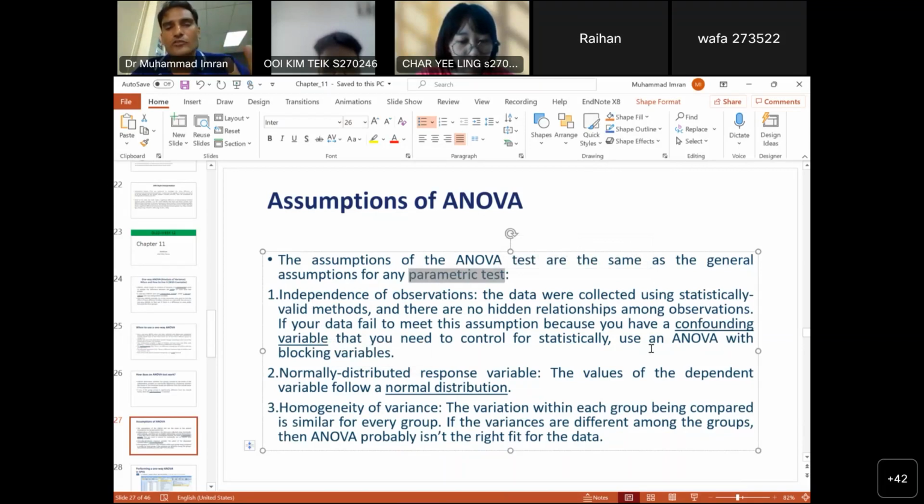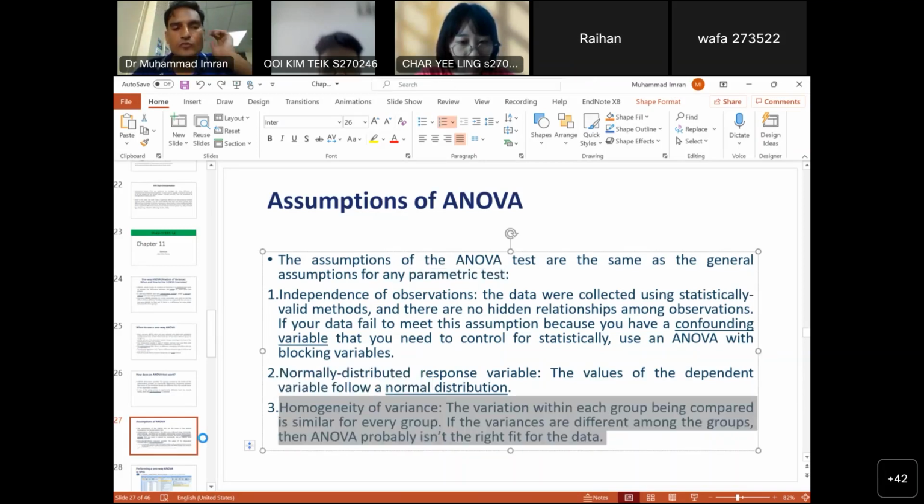Another one, normal distribution: your data should be normally distributed. Homogeneity of variance: the variation within each group being compared is similar for every group. If the variances are different among the groups, the ANOVA probably isn't the right fit for the data. Yeah. See, this is the third one.